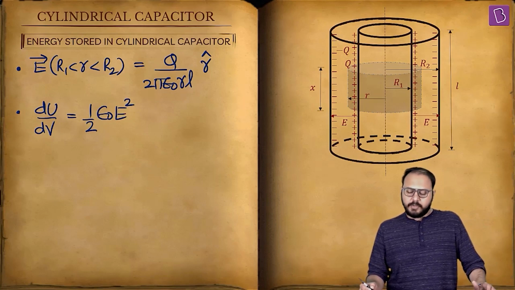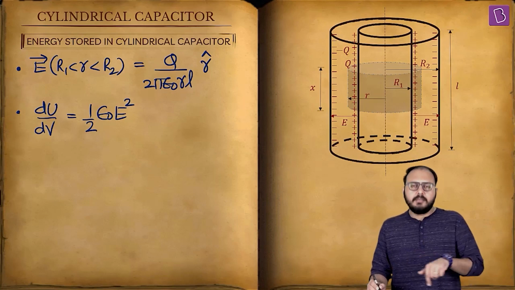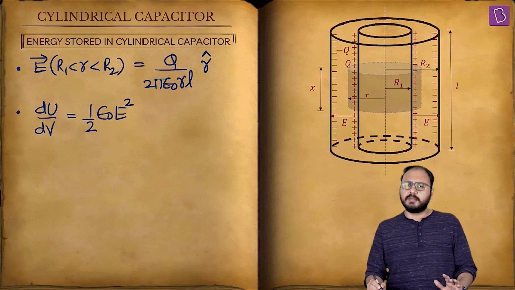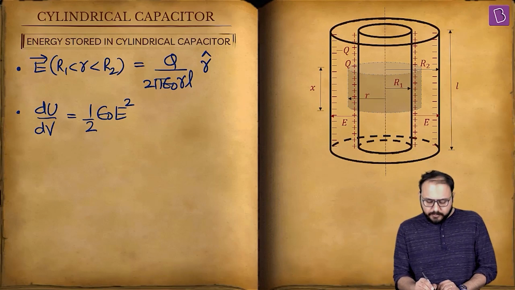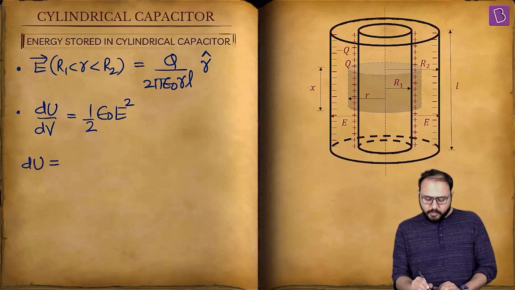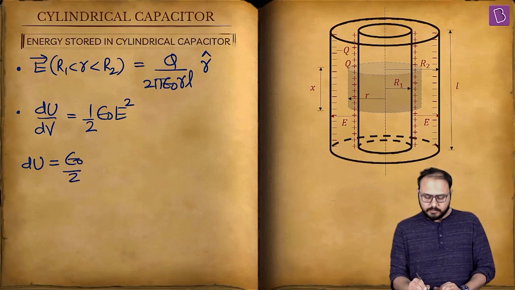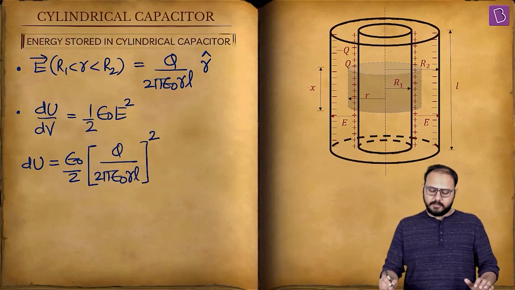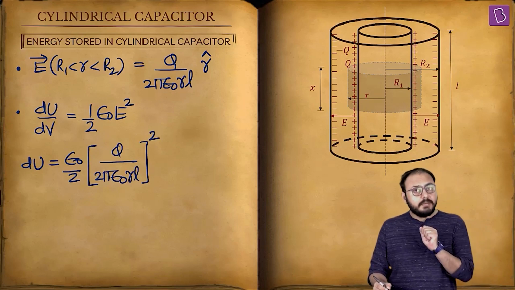Any other question? Any questions so far? No. So again, you take an element of the entire cylinder. Take length L, no problem. Right? So dU, elemental radius r, so dU will be equal to epsilon naught by 2 times E square. So Q upon 2 pi epsilon naught R L square into dV.